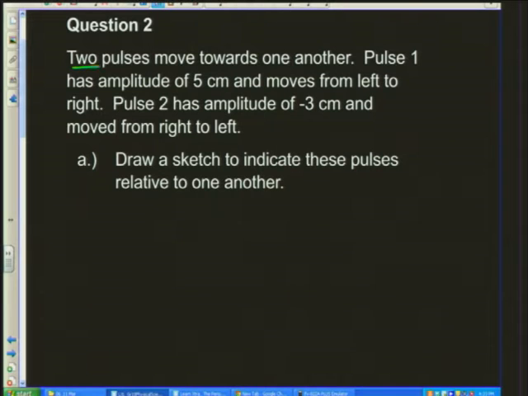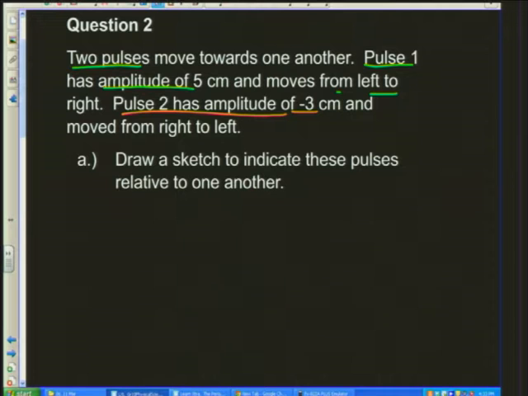Two pulses move towards one another. Pulse 1 has an amplitude of 5 centimeters, and it moves from the left to the right. So that's pulse 1. Pulse 2 has an amplitude of -3 centimeters, and it moves from right to left. So guys, what I'm going to do is take this one and change the color. I'm going to do the one in green and the other in this kind of brownish, orangish color. Okay, so let's go quickly.